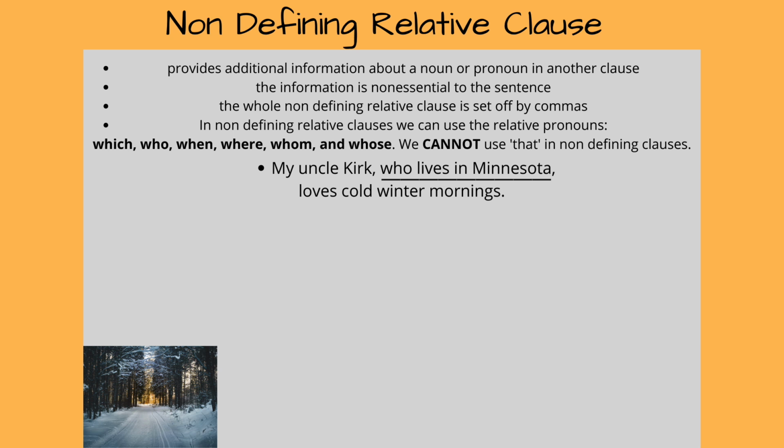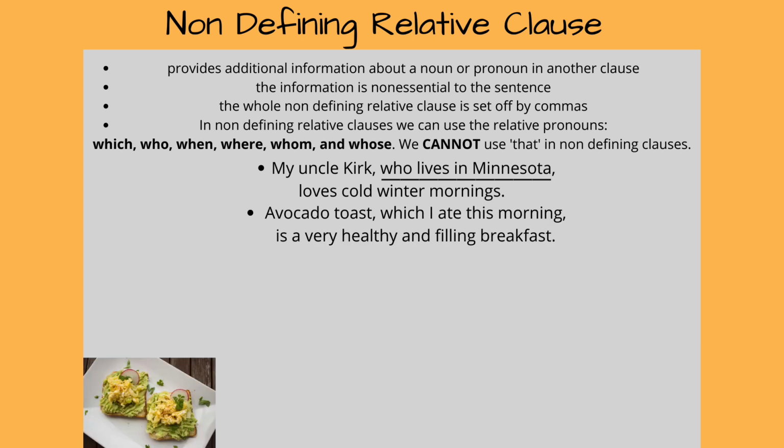Another example of a non-defining clause from the very beginning of this video is avocado toast, which I ate this morning, is a very healthy and filling breakfast. So the information which I ate this morning gives additional information on avocado toast. Avocado toast is something I ate. This isn't essential or identifying information. I already know what avocado toast is, but it gives us more non-essential but maybe helpful information about avocado toast. And again, when it comes to things and non-defining relative clauses, we must use which, never that.